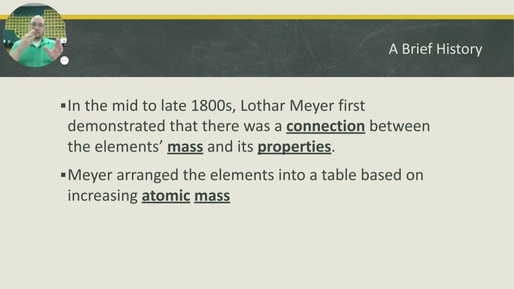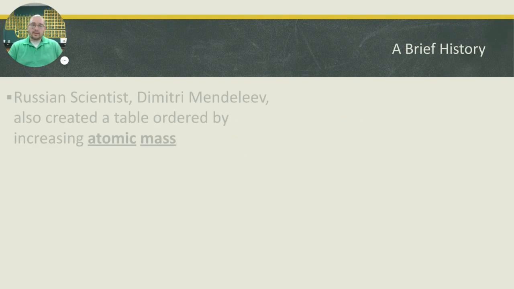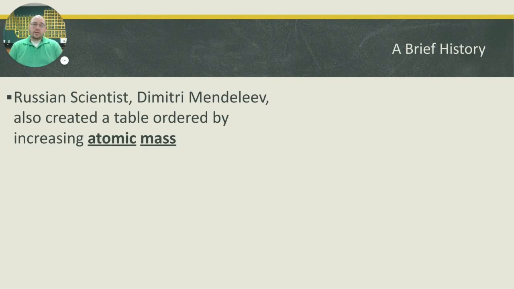because what Newlands figured out was that just every 8 elements that repeated itself. So what Meyer did was he took that and put them into groupings so that they increased and all that stuff. It's very similar to the way we see it today. All right. Around the same time that Meyer did this, they didn't know each other, but Russian scientist Dmitri Mendeleev also created a table ordered by increasing atomic mass. Now, before I go further, I want you to hear this.